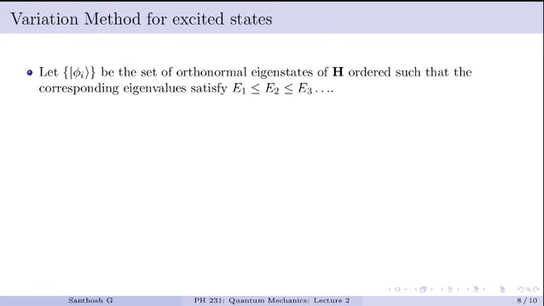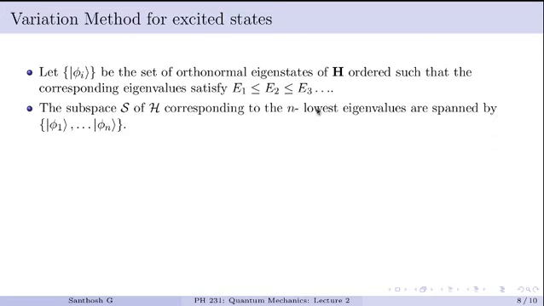Next, we discuss the variation method for estimating the excited state energies. Let the set of vectors phi I be the set of orthonormal eigenstates of the Hamiltonian H ordered in the increasing order of energy. That is, if phi 1, phi 2, phi 3, etc. are the eigenvectors, then the corresponding eigenvalues E1, E2, etc. will be arranged such that E1 will be less than or equal to E2 and E2 will be less than or equal to E3, and so on.